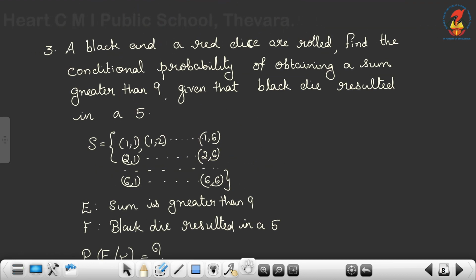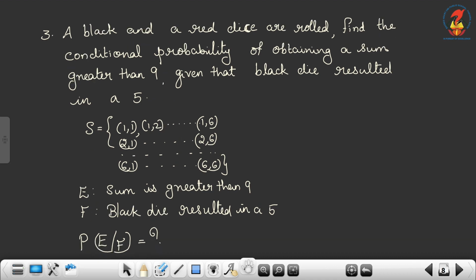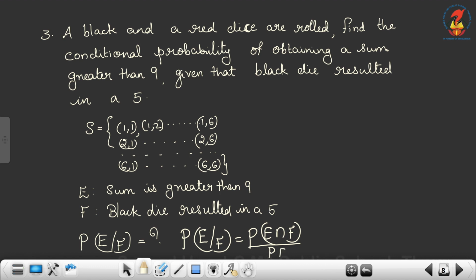Is the question clear? Find the conditional probability of obtaining a sum greater than 9. That should be in the numerator. Then given that, what is given? That should be in the denominator. Now what is P of E given F? We know the result. P of E given F is P of E intersection F divided by P of F. So we have to find E intersection F.